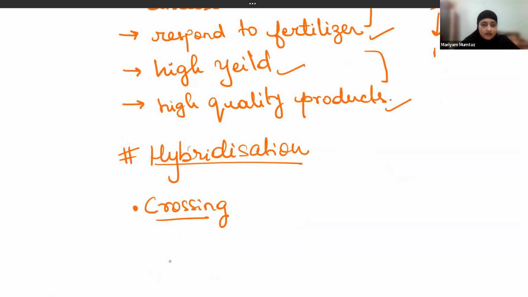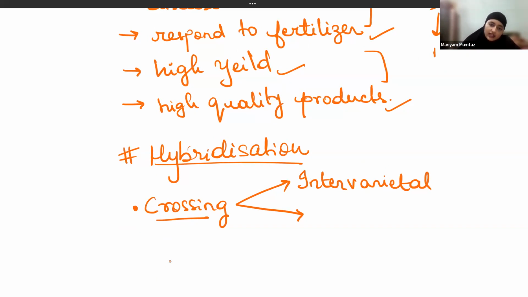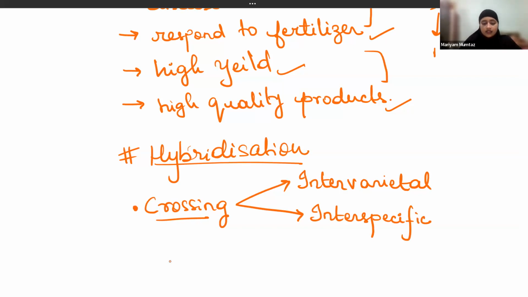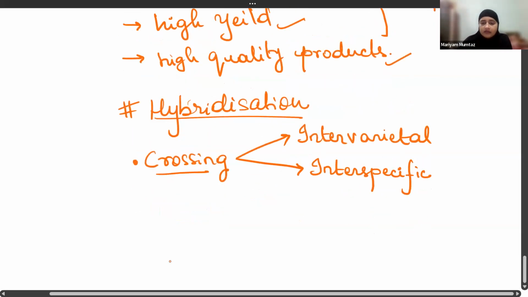Now this method of crossing is of two types. The first one is intervarietal, and then there is interspecific. So before writing this, you write down: the crossing is of two types. A is intervarietal, B is interspecific. It can be interspecific or it can also be intergeneric.